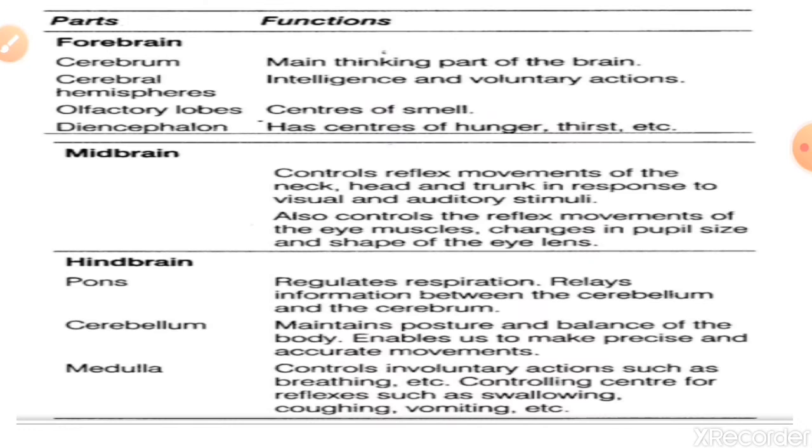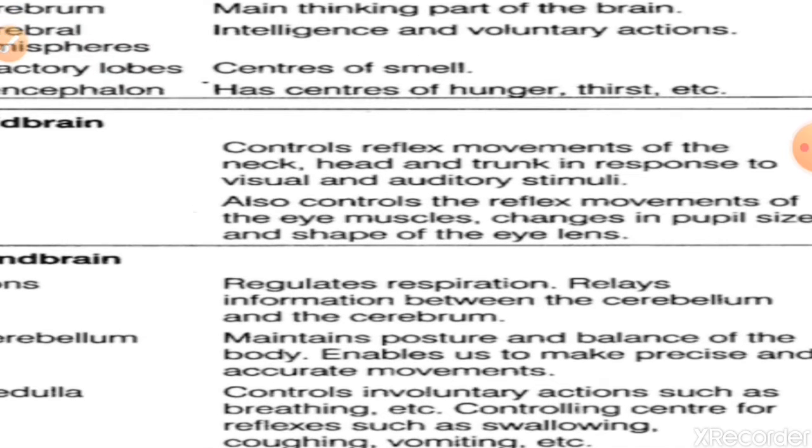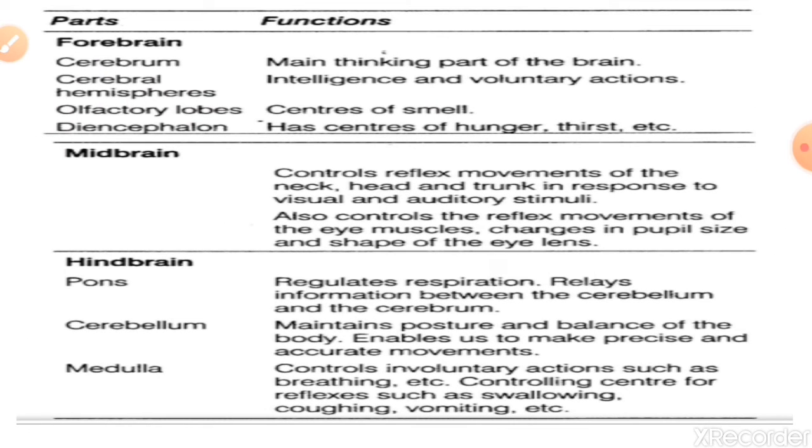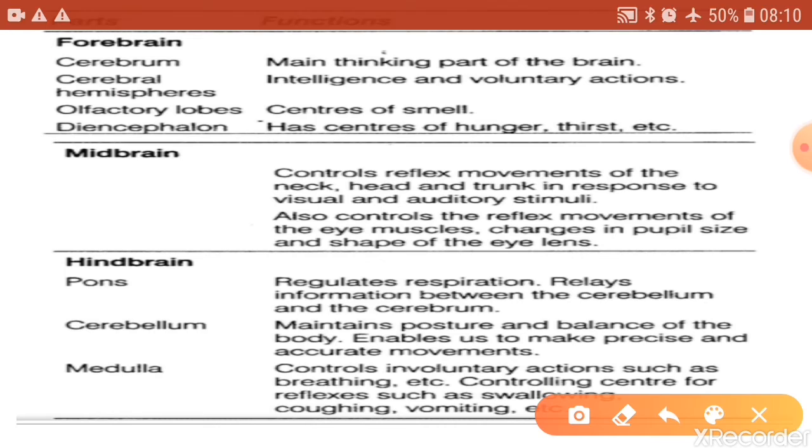Okay, so here we have got this table. It shows the important functions performed by the brain. Here, as you can see, the cerebrum is the main thinking part of the brain. It has the center for intelligence and the center for various voluntary actions. The cerebrum has got the centers for smell, sight, touch, all these sensations. These centers are located in the cerebrum.